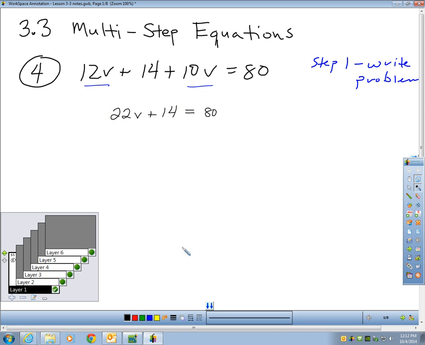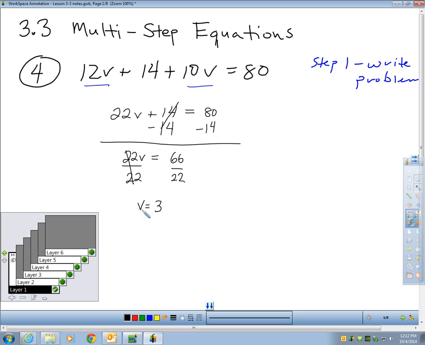So let's do that. I'm going to subtract 14 from each side. I'm going to use the subtraction property of equality. So I get 22v equals 66. So I use the subtraction property of equality and I simplified. Next step, I got to peel away. Remember that next layer was multiplying by 22. To peel that layer away, I got to use the division property of equality. I got to divide each side by 22. And when I do that, v equals 3.